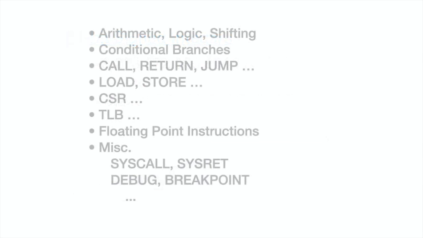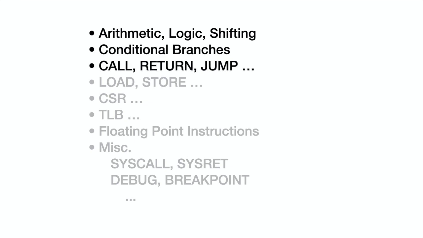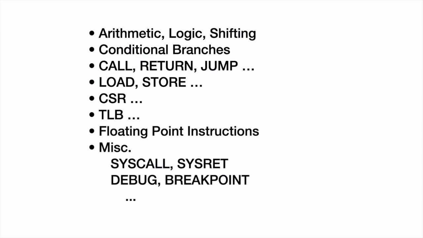Blitz has quite a few instructions, and I won't have time to describe them all in this video, but they can be grouped into the following general categories. We have the arithmetic, logic, and shifting instructions, the conditional branching instructions, several call, return, and jump instructions, the load and store instructions, instructions to manipulate the control and status registers, instructions to manipulate the TLB registers, some floating point instructions, and some other miscellaneous instructions like system call and return, debug, breakpoint, and a few others.